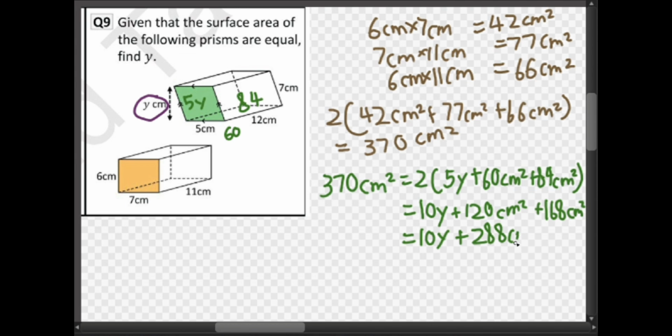So it basically equals 10y plus 288 cm squared. Now when you shift it to the other side, 370 minus 288, the answer is 82. So 82 cm squared equals 10y. So basically y equals 8.2.